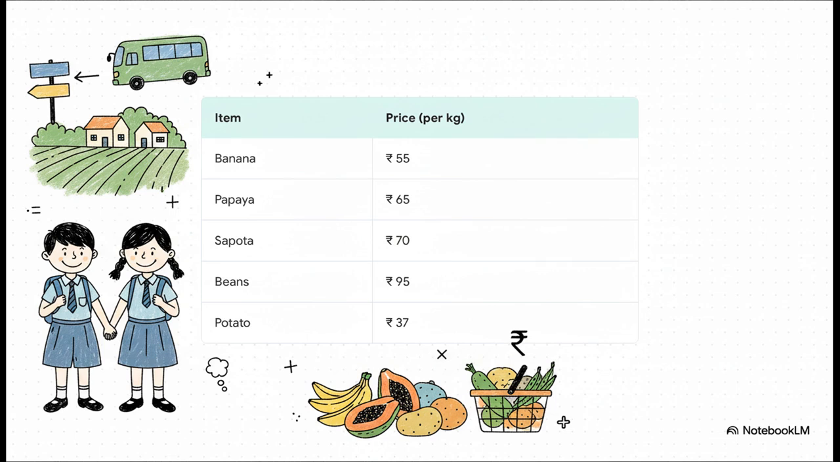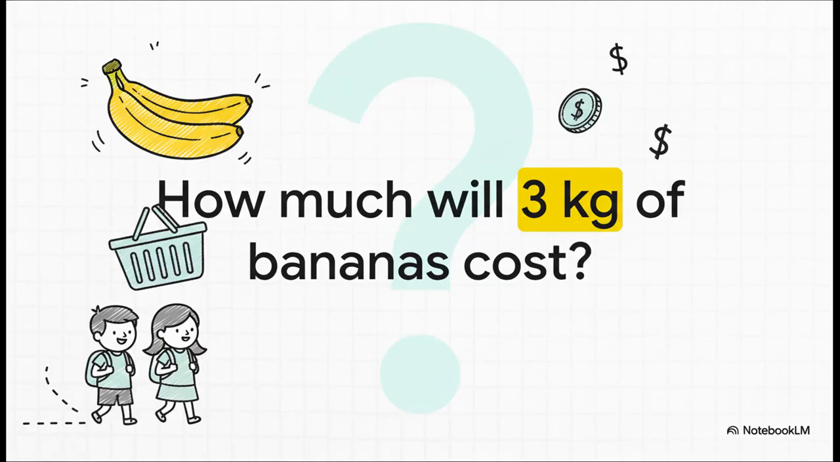That's right, it's 55 rupees for 1 kilogram. So, our friends want to buy 3 kilograms of bananas to share with everyone on the bus. The big question is, how do we calculate the total cost? What do you think we should do?